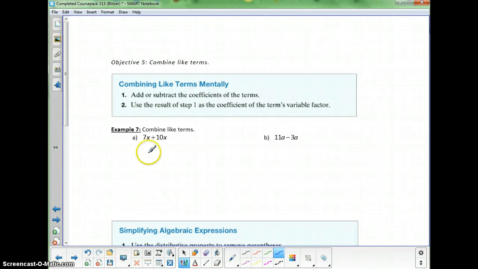Objective 5 is to combine like terms. We're going to do so in example 7 here. In part A, the like terms are 7x and 10x. When I combine those, I just add the coefficients and write the result as 17x.